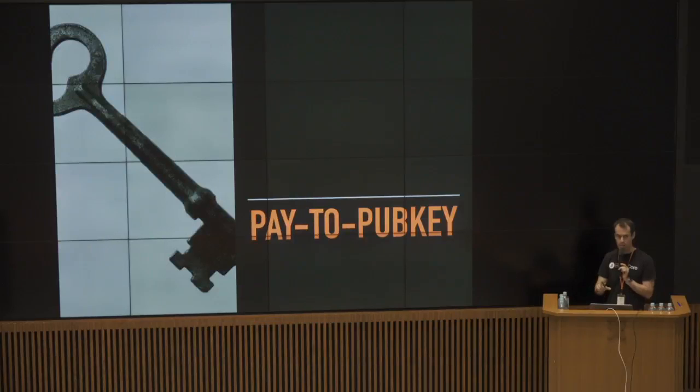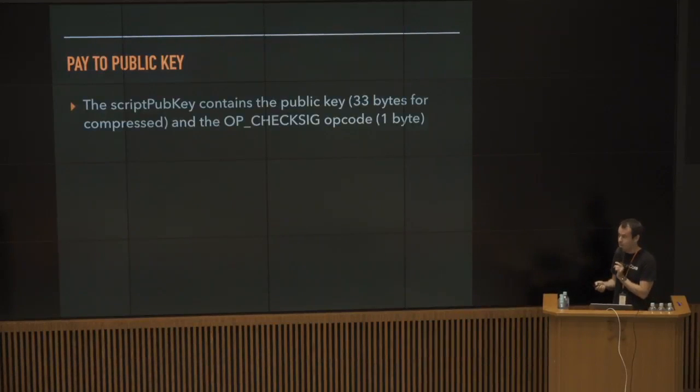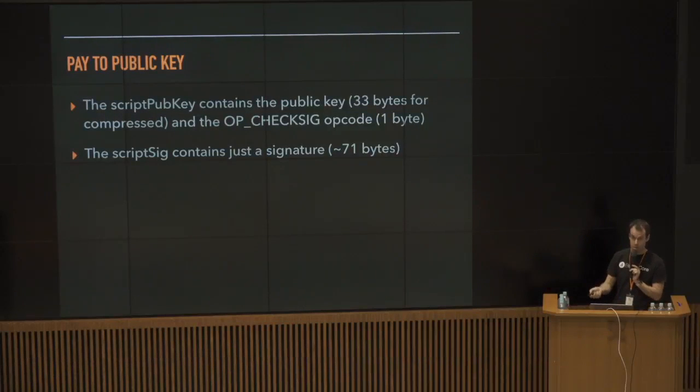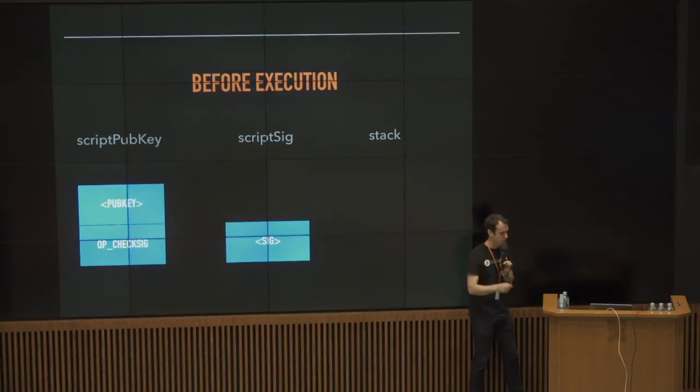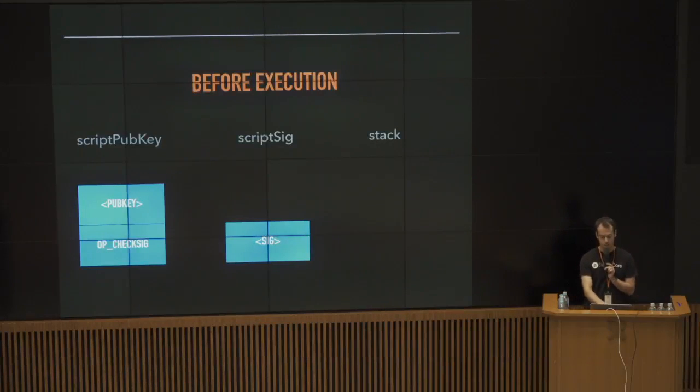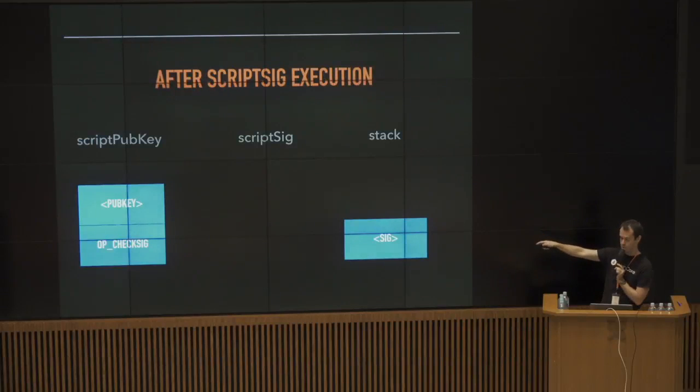I'm going to talk very quickly about two of those standard transaction types, and just show you what it looks like on the stack when we're executing those scripts. So pay to public key, this is the easiest, most straightforward transaction output type. The script pub key contains a public key, and that's 33 bytes if you're using compressed pub keys, plus the OP_CHECKSIG opcode. And the script sig, that is provided by the person sending the coins. And first of all, you execute script sig. And because it's just a data element, that data element gets put onto the stack.